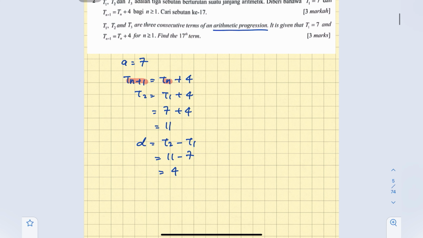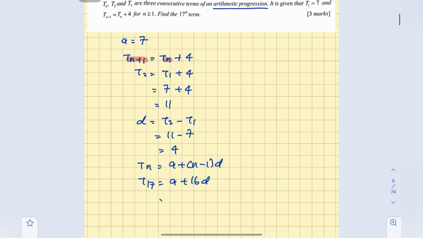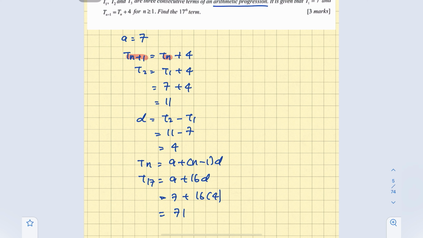Okay, so then we can find T17. We have the formula Tn equals A plus n minus 1 D for arithmetic progression. So T17 is A plus 16D. We substitute A is 7, D is 4. So we find the answer is T17 equals 71.